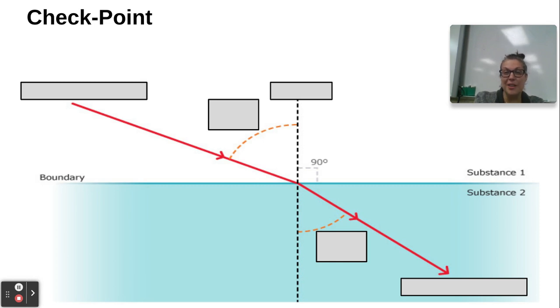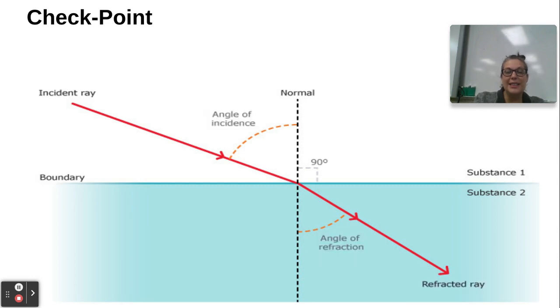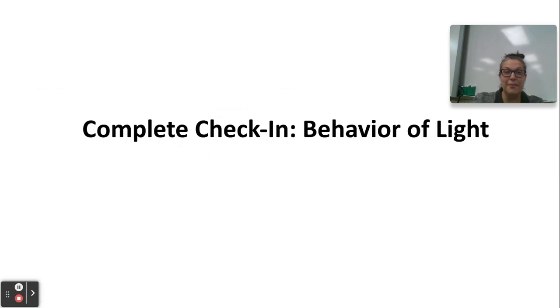All right, I'm trusting that you had paused it, taken your time. Here we have, again, incident ray is the incoming. Refracted is the ray that moved through the medium after the boundary. Angle of incidence, angle of refraction, and of course, our normal. Pause the video if you have to add anything to your diagram.